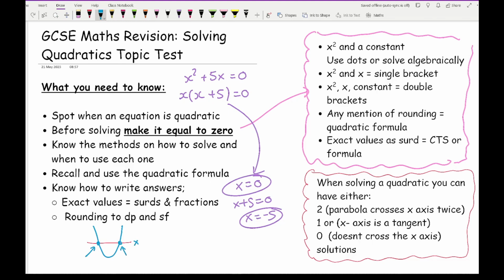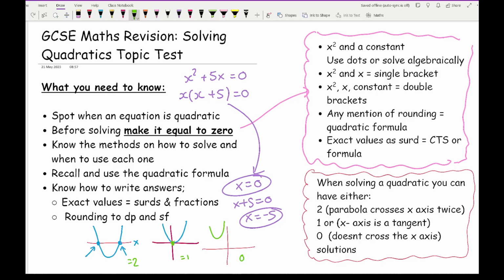So it's actually these two numbers here. Now, you could have a parabola that crosses the x-axis twice. You could have a parabola that crosses it once, in which case the x-axis is a tangent. And you can also have a parabola where it doesn't cross at all, in which case there's going to be no solution. So here we've got two solutions, here we've got one solution, and here we've got no solutions because the parabola does not cross the x-axis.